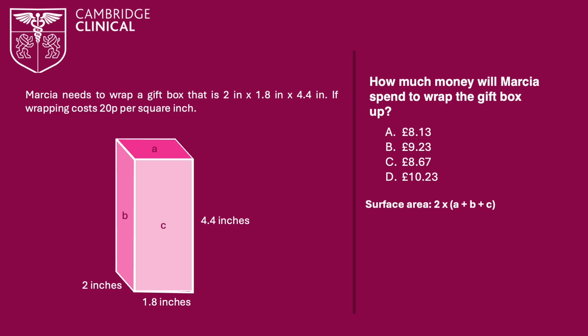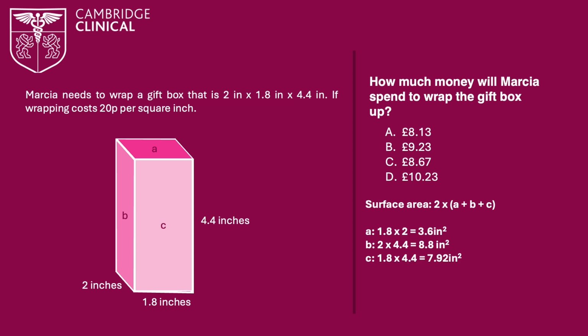Since it's a rectangular box, it has 3 pairs of identical faces. So, we can use the formula surface area equals 2 times the sum of the areas of the 3 different faces. That's written as A plus B plus C, multiplied by 2.